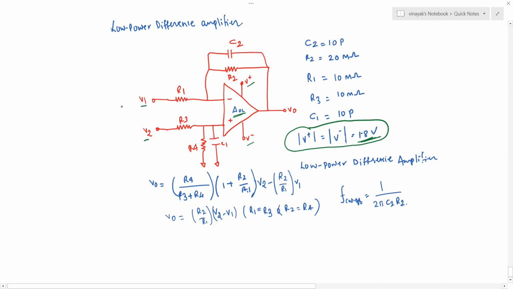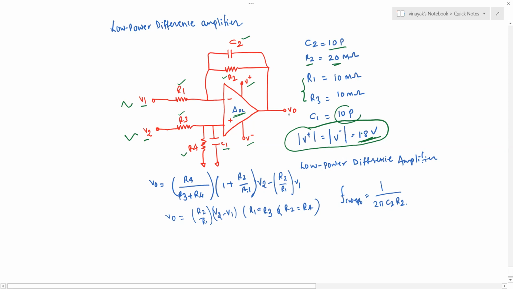They are the two inputs that you will apply. And then you use the component values of R1, R3, R2, and R4. The values I have chosen, you can see that R1 and R3 are 10 mega ohm each. R2 is chosen to be 20 mega ohm. And then I have two capacitors C1 and C2, both having the value of 10 picofarad.